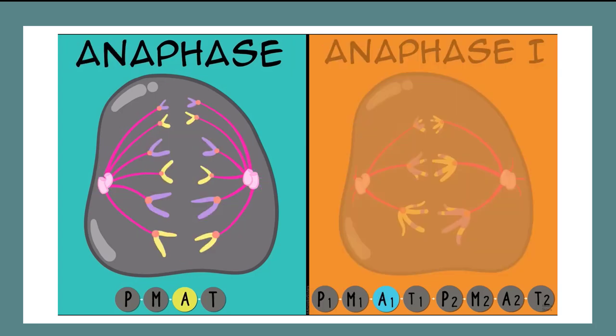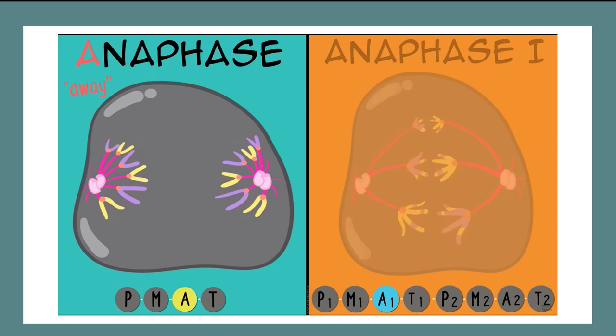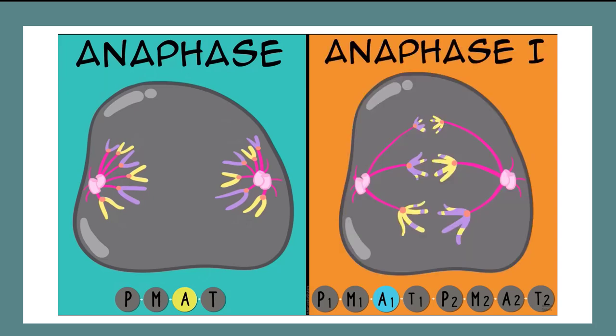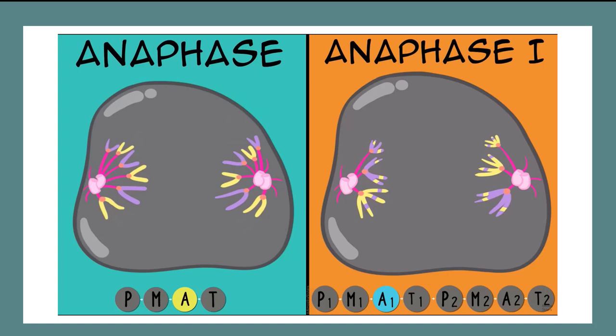Anaphase in mitosis. I like to think of the A for away, the chromatids are pulled away by the work of the spindles. They are moving to opposite sides of the cell. Anaphase 1 in meiosis. Same thing, but in this case, it's the chromosomes, not chromatids, being pulled away to opposite sides of the cell.